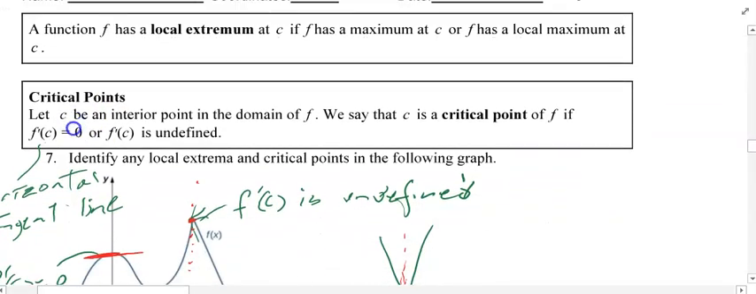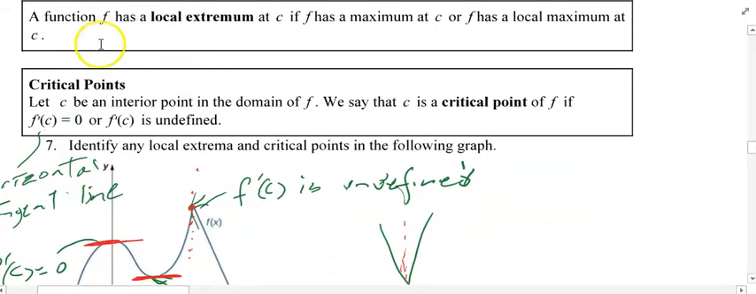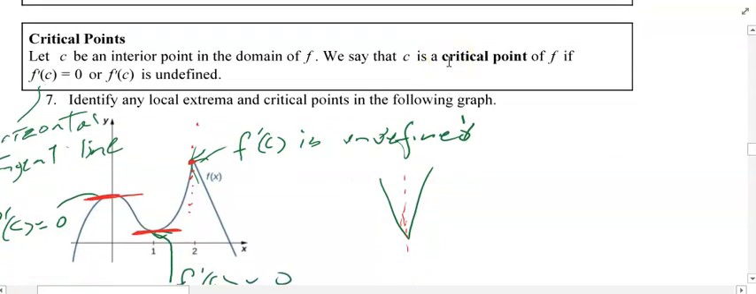Now let's look at some problems. Before that, let's look at another bit of information. A function has a local extremum at C if f has a local maximum at C and/or a local minimum at C. And the critical points: let C be an interior point in the domain of f. We say that C is a critical point of f if f prime of C is equal to 0, or f prime of C is undefined.